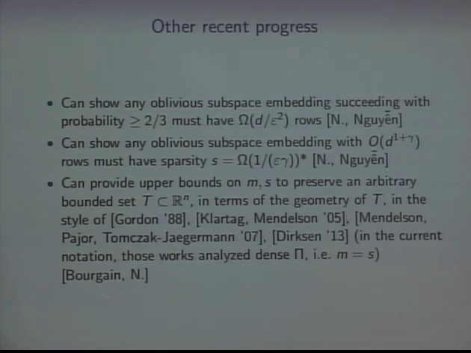And what we're able to show in this work is basically the sparse analog. If you care about sparse random matrices, what does the number of rows need to be and what does the sparsity need to be in terms of some geometric quantities that depend on the geometry of T, right? So if you give me a T, I can tell you what you need.